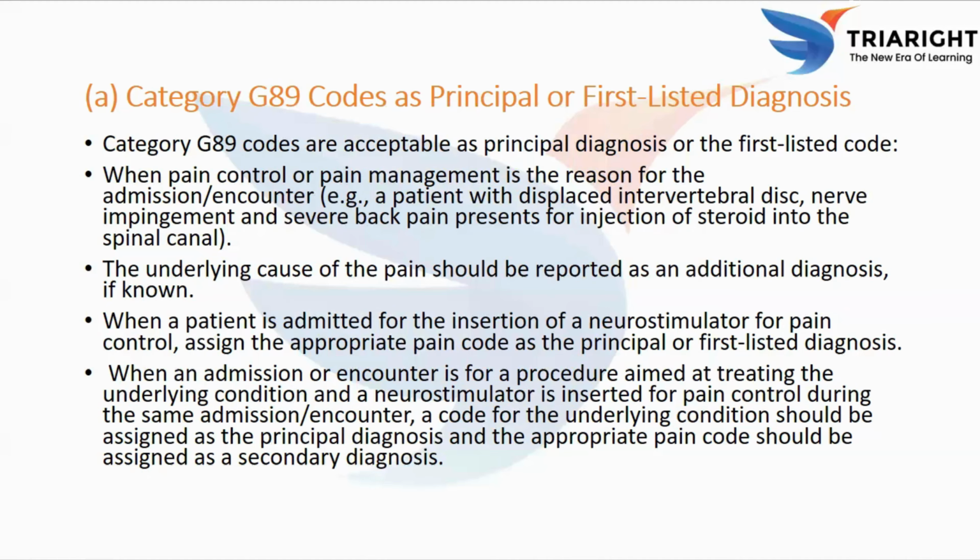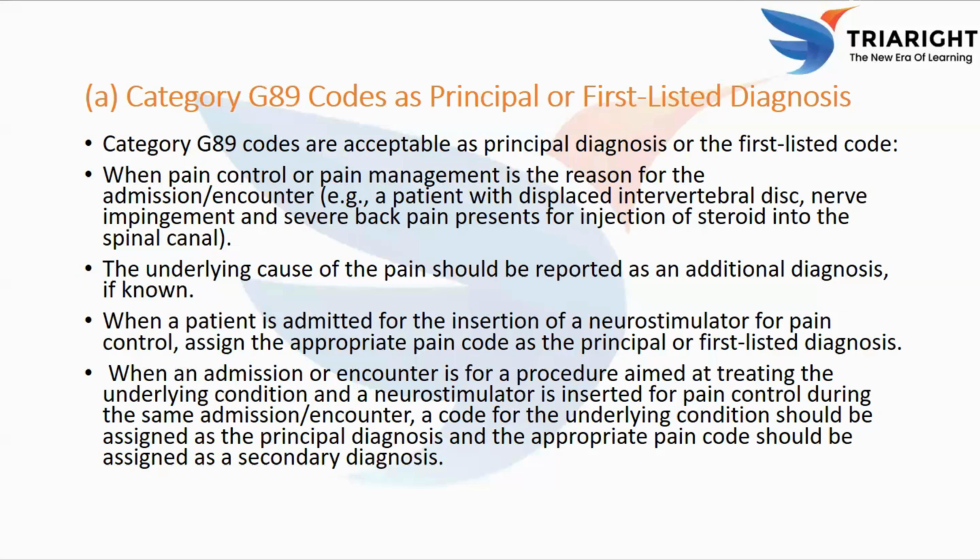So when can G89 not be used as a principal diagnosis? It should not be used first if the main purpose of the visit is to treat the actual disease causing the pain. So whenever the patient has pain, but his purpose of visit is not to treat the pain, but to treat the actual disease, in that case, G89 cannot be used as a principal diagnosis. It should be used as a secondary, and the underlying disease must be the principal, right?